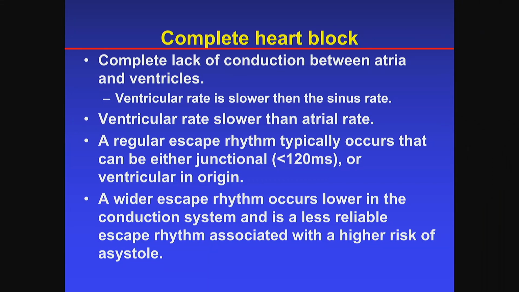in these situations. A regular escape rhythm typically occurs that can either be junctional or ventricular in origin in patients with complete heart block. And when patients have a wider escape rhythm, this implies an escape in the conduction area or in the ventricles lower in the conduction system or in ventricular myocardial tissue. And this is a less reliable escape rhythm associated with a higher risk of asystole.